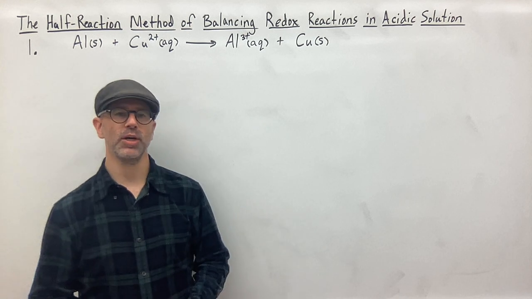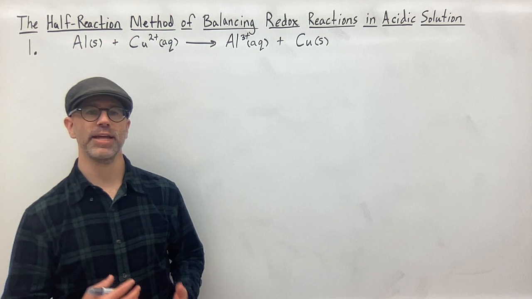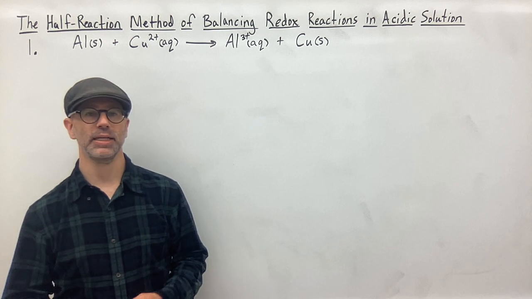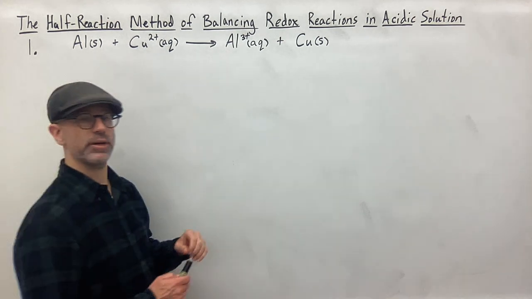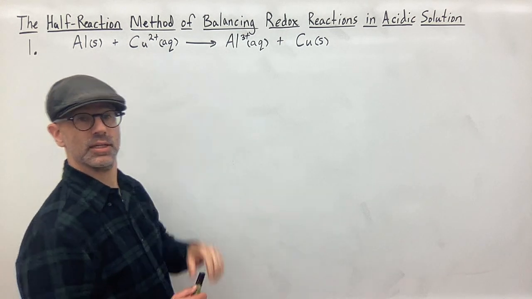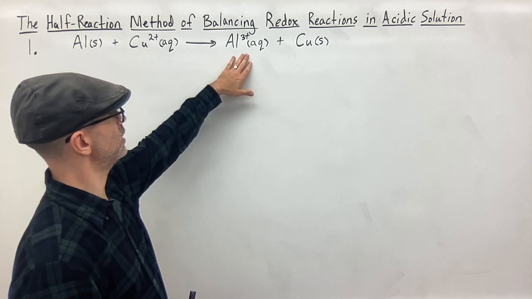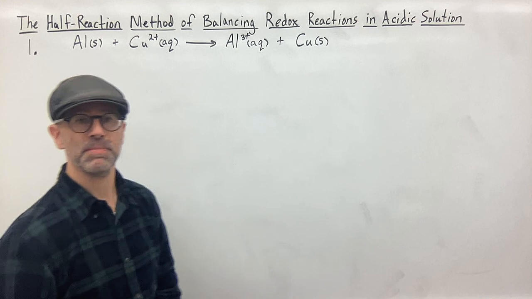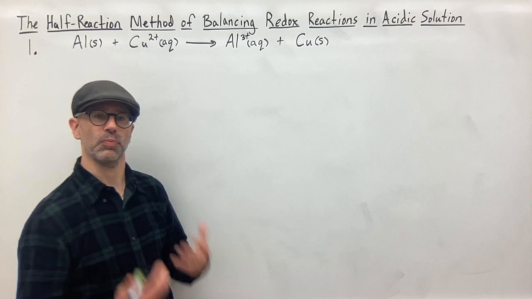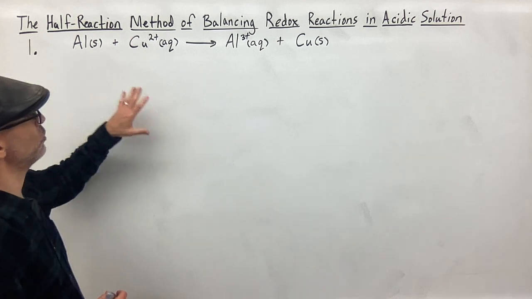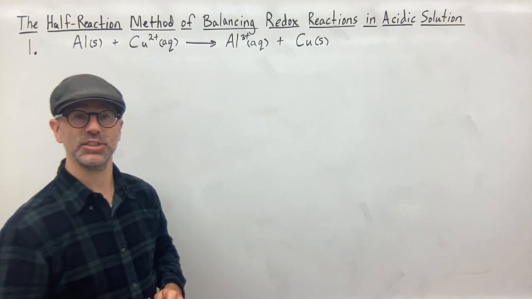So the first step you want to take is to identify what the oxidation states of every atom in every compound is. Now in this equation we have solid aluminum reacting with aqueous copper 2 ions, and that's going to form aluminum 3 plus ions, and then we get solid copper. So no compounds, just elements and ions. So what we need to do is determine what the oxidation states are. So for elements in their standard states, the oxidation state is 0.